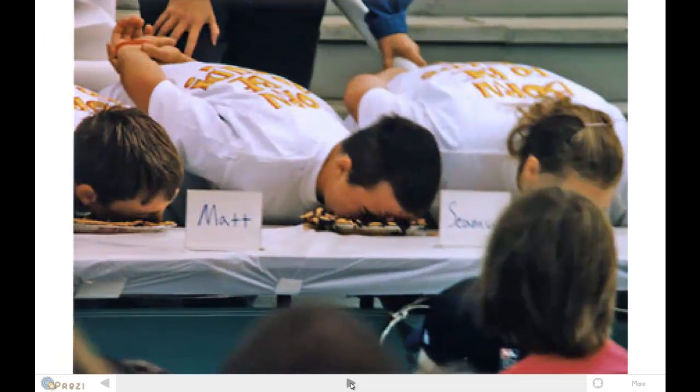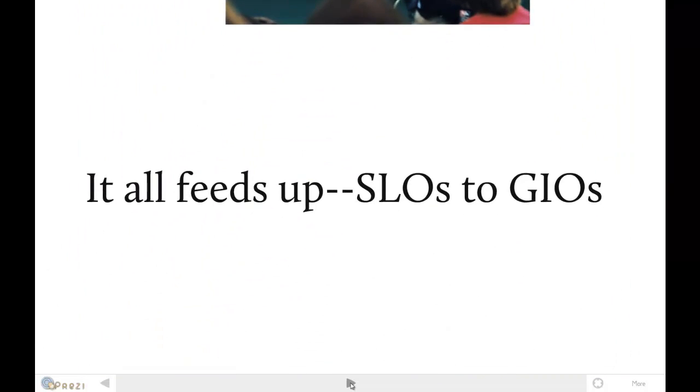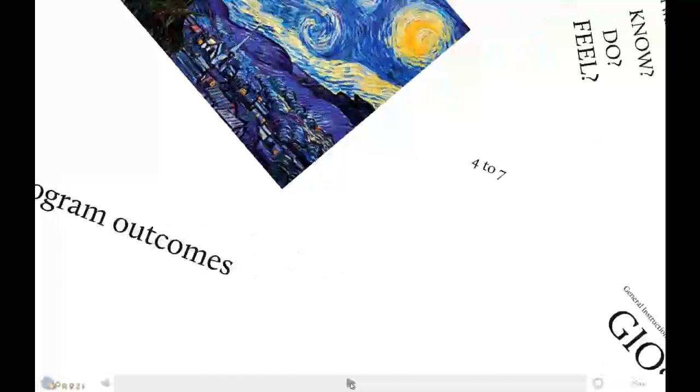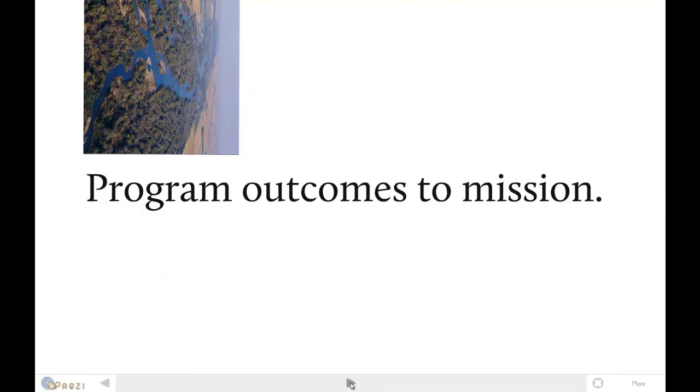Notice that your outcomes all feed up. Your SLOs feed up to your GIOs. Your GIOs feed up to your program outcomes. If an accreditor examined your program, you should be able to show them how your students are achieving the program outcomes by identifying the GIOs that fit with each program outcome from the classes in the program. Last, the program outcomes feed up to the mission of the college.